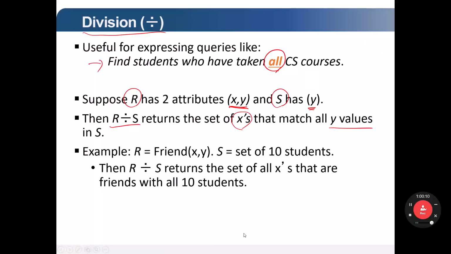Now let's go back to the definition. Suppose we have a table R with two attributes X and Y, and table S has attribute Y. If you divide R by S, you check whether any given X contains all values stored in S. Now it makes sense. Why is this the opposite of multiplication?